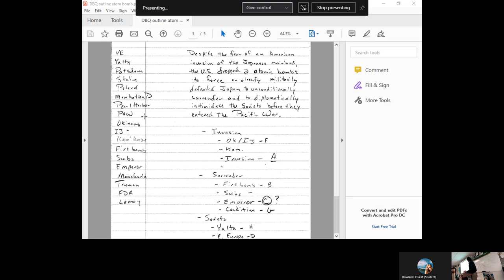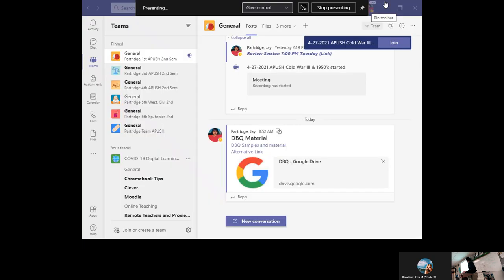Next thing, as luck would have it, I posted this today. There are two files. Sometimes the Google Drive doesn't work all the time. Sometimes the Teams doesn't work. So I give you both of them because I care about you. On this are going to be DBQ samples and materials from this last DBQ we took. I posted it today online, so it is on there.